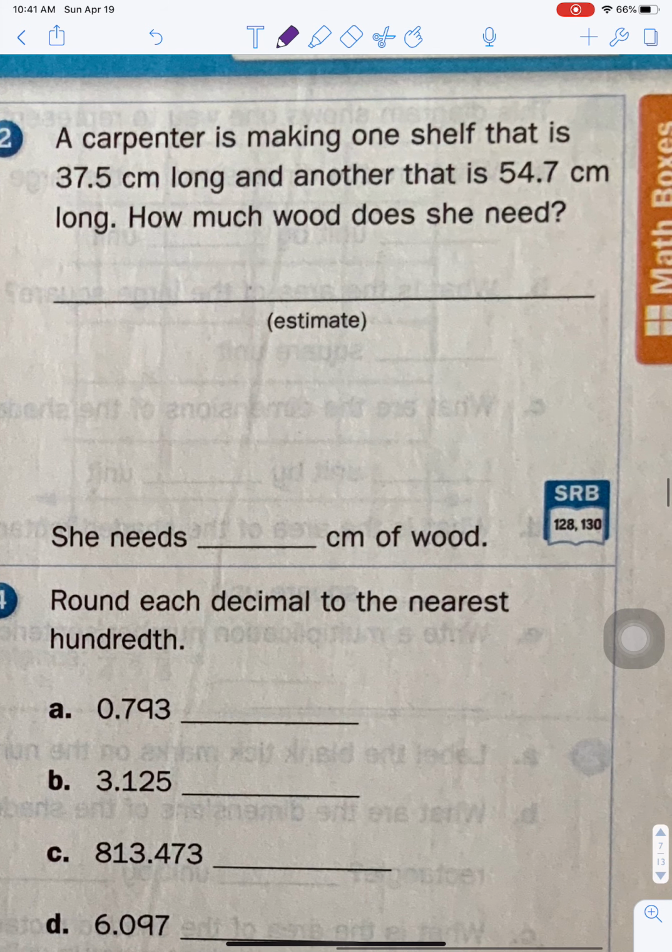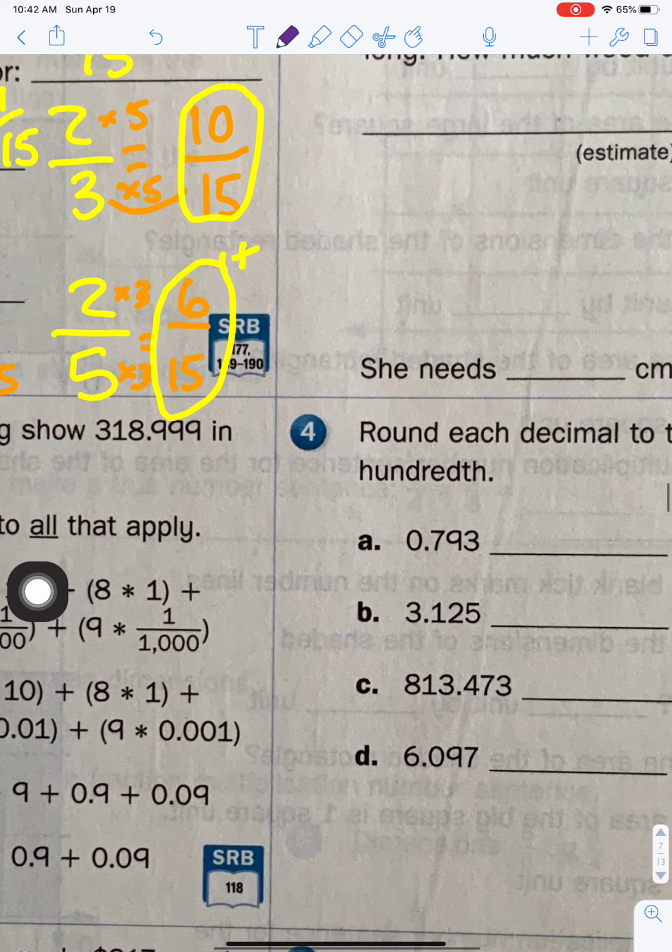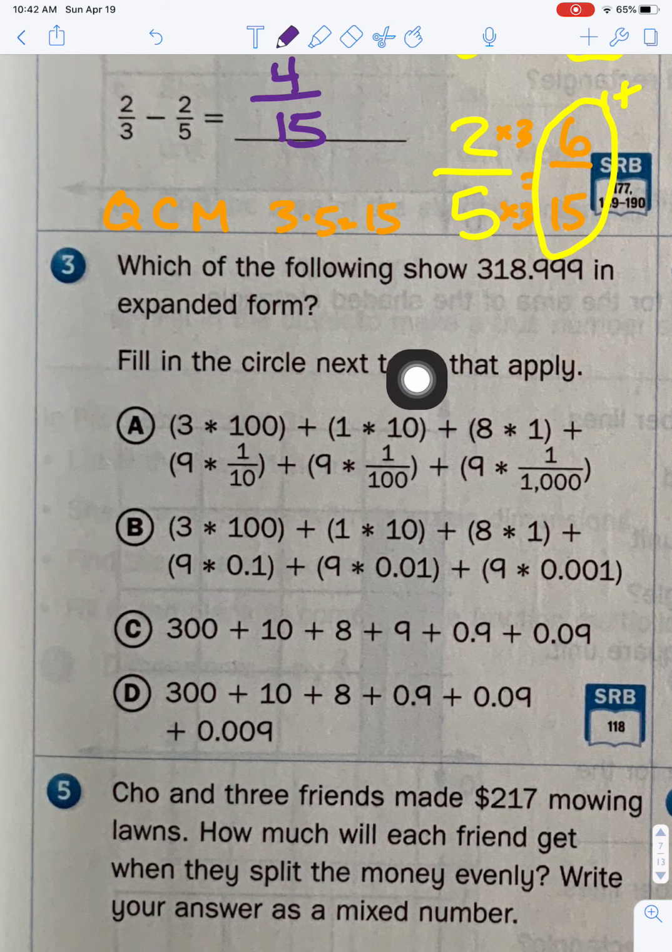For number 2, it says, a carpenter is making one shelf that is 37 5/10 centimeters long, and the other one that's 54 7/10 centimeters long. How much wood does she need? And so for that, you're going to make an estimate, this plus this, and then find how much wood is needed. For number 3, which of the following show 318 and 999 thousandths in expanded form? Fill in the circle next to all that apply. So there might be more than one answer here.